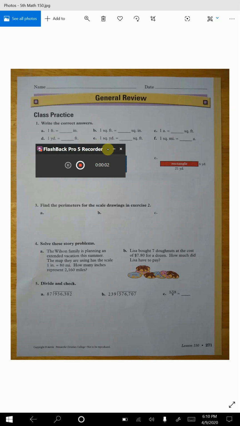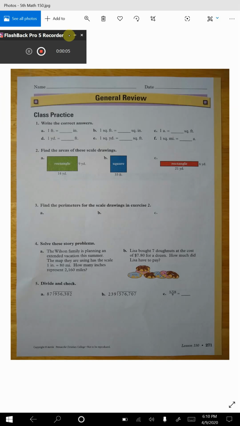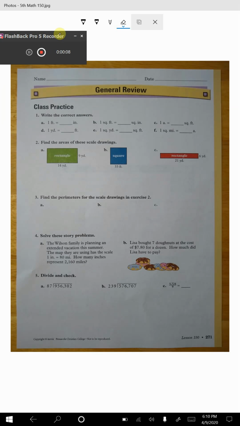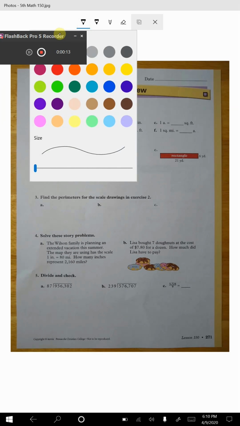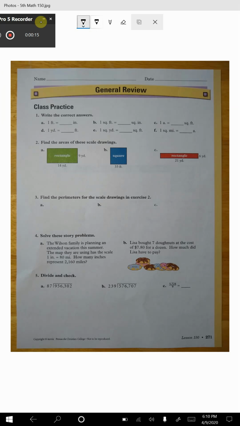Okay, lesson 150 is a general review, which means this is stuff that we've had for a while. I think we're still on black. Yep. So there is not a whole lot I'm going to do on here at all. I'm not going to give you formulas. I think you can look at some previous lessons to help you on some of these measurements up top.